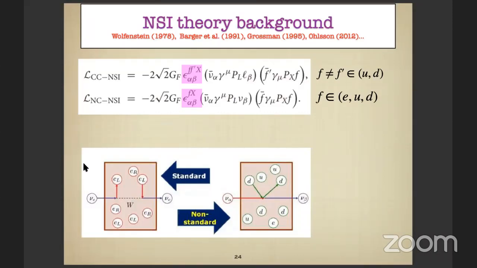But just to give a very brief qualitative understanding, let us look at this figure. In the standard case, the standard charged current interaction is basically the interaction of neutrino with the electron present in matter. And in the non-standard case, one allows the interaction of neutrinos with, apart from the electron, also the up and down quark present in the matter. And this non-standard interaction basically arises in most of the models which try to explain neutrino mass generation.